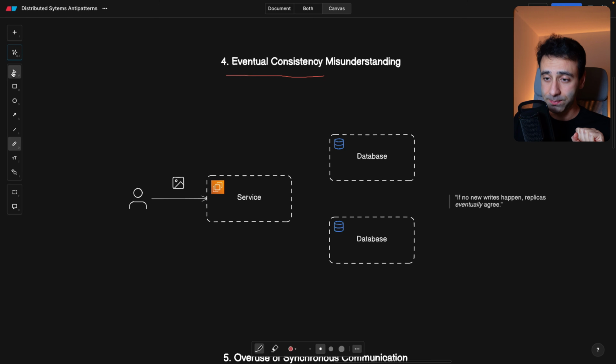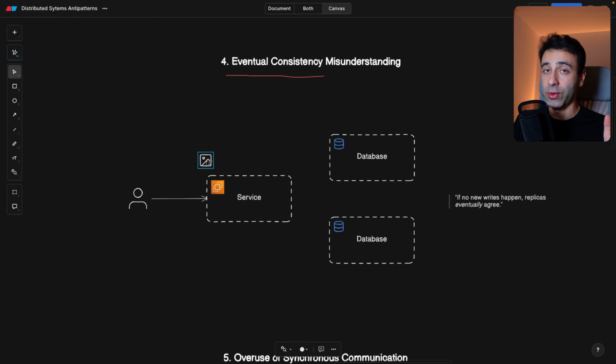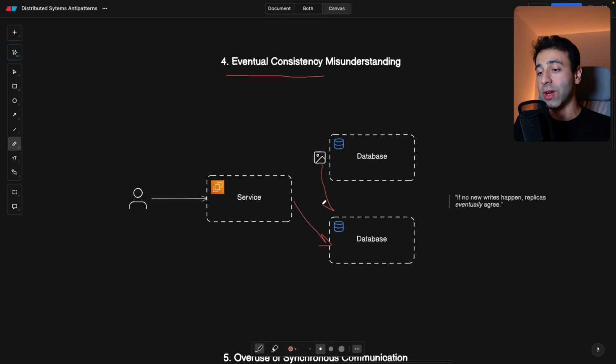Let me give you an example. Let's say the user tries to upload a new image on their profile, and this service is saving this image. And it's first saved in the first database. Let's say it ended up in its primary. And at the same time, your friend is making a request, and the service is trying to fetch this photo, your profile photo, from the second database. But this image has not been synchronized to the replica yet. It's in the primary database, but not in a replica. So your friend is still going to get your old photo, right? So this is called eventual consistency.